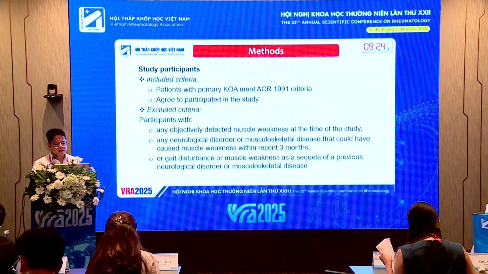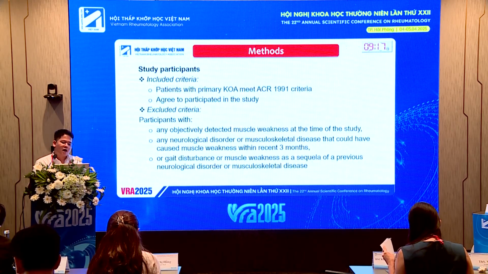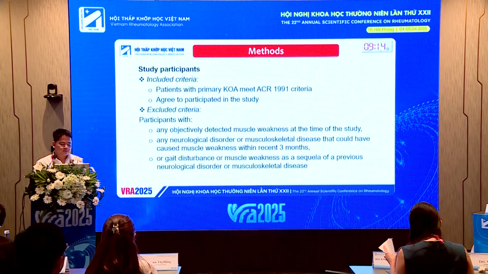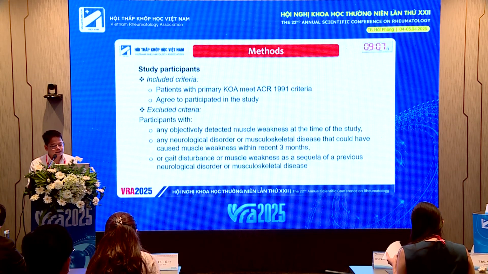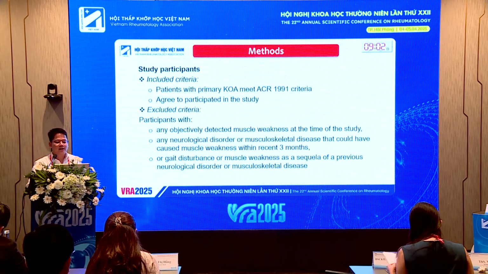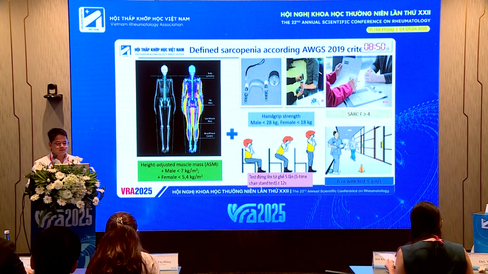About the methods and study participants: we included patients with primary knee OA according to the ACR 1991 criteria, and we excluded participants with any objectively detected muscle weakness or secondary sarcopenia. Sarcopenia was defined according to the Asian Working Group for Sarcopenia 2019 criteria.